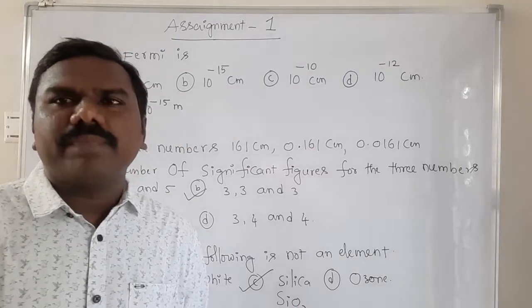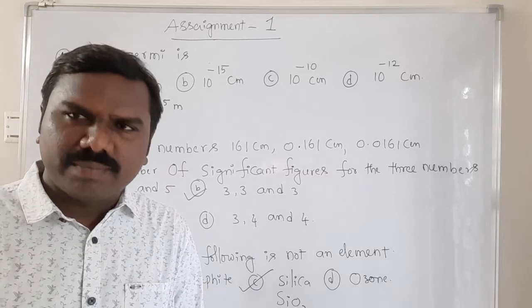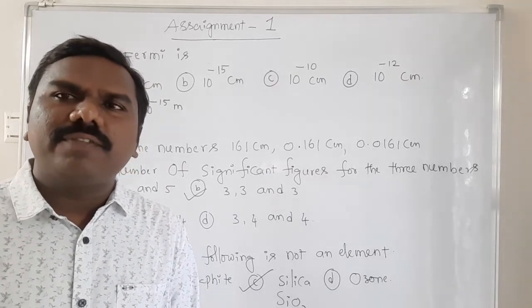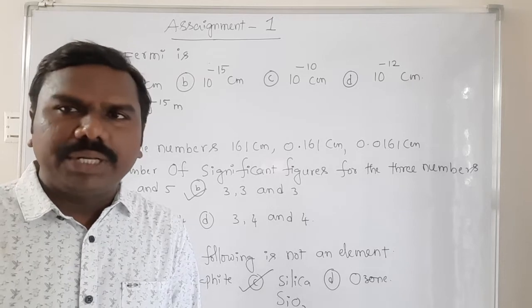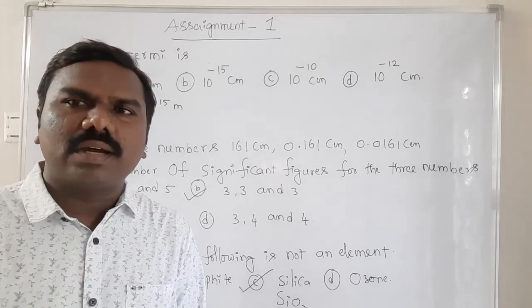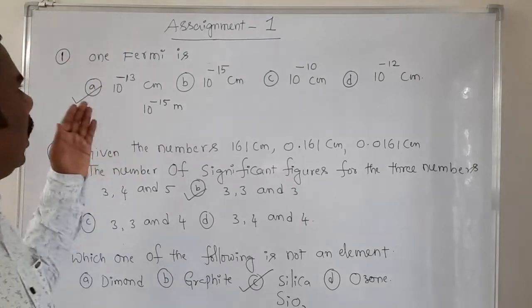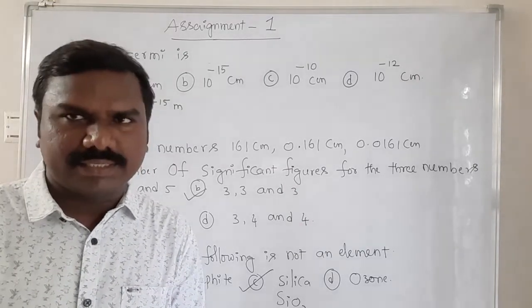And one more thing, there are 60 bits in the assignment. So it is difficult to discuss all the bits in the video. That's why I will discuss bit by bit. Simply, odd number bits I will discuss, right?